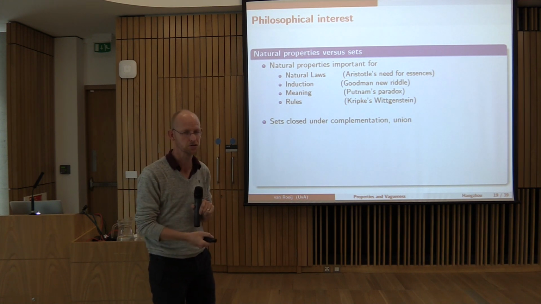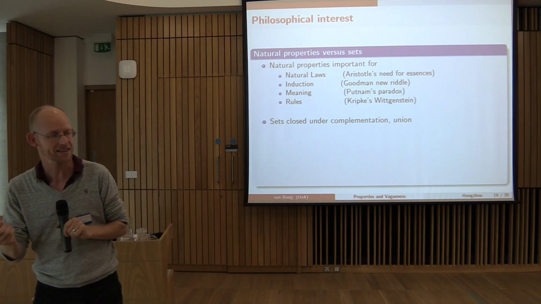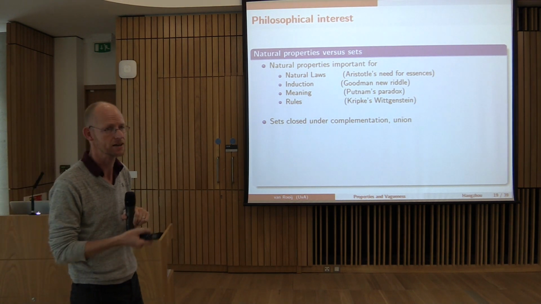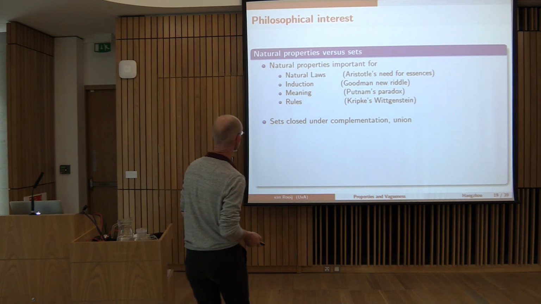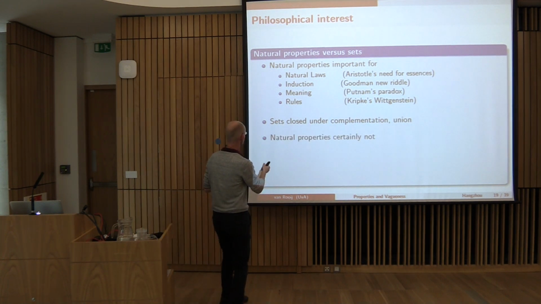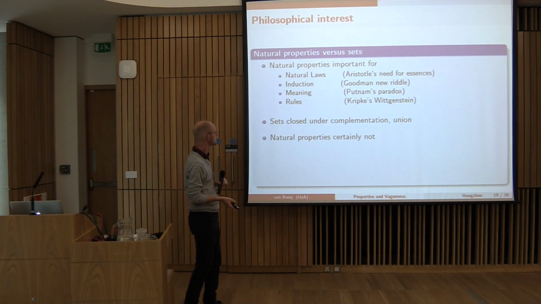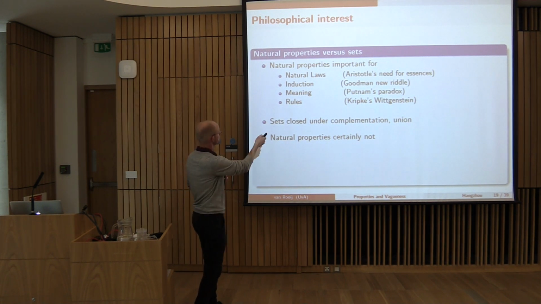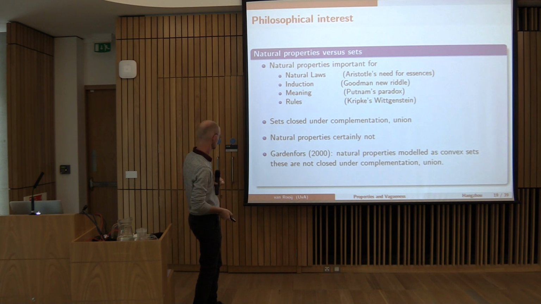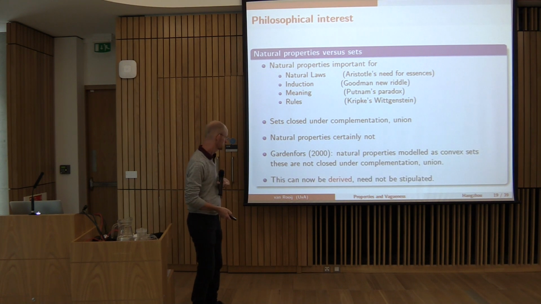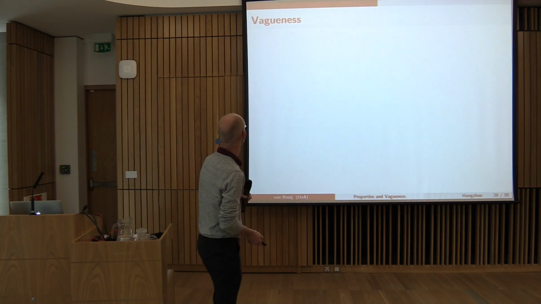At least for simple examples like the colors. We didn't talk about tigers yet; it would be a little bit more difficult. Now, sets are closed under complementation and union, but natural properties are not, and that's what you need to solve these problems. Okay, that's the philosophical interest.